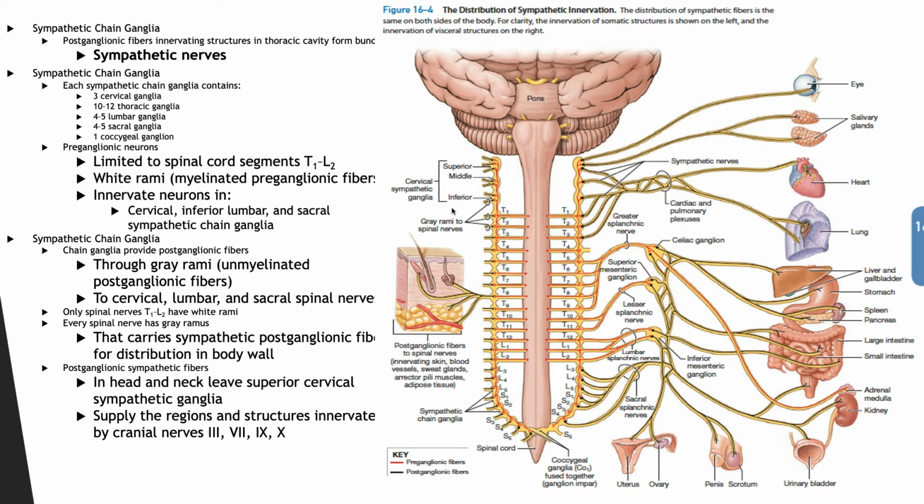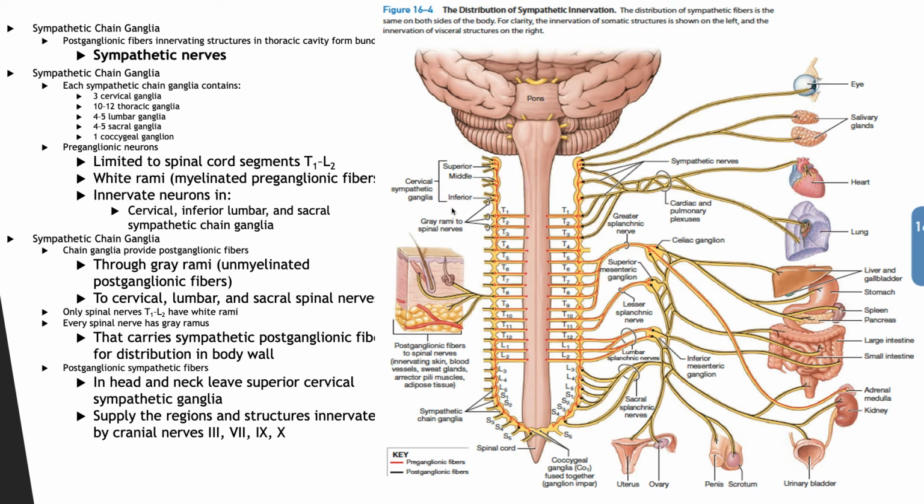The spinal nerves provide somatic motor innervation to skeletal muscles of the body walls and limbs, but they also distribute sympathetic postganglionic fibers. About 8% of the axons in each spinal nerve are sympathetic postganglionic fibers. In the head and neck, sympathetic postganglionic fibers leaving the superior cervical sympathetic ganglia supply the regions of structures innervated by cranial nerves 3, 7, 9, and 10.